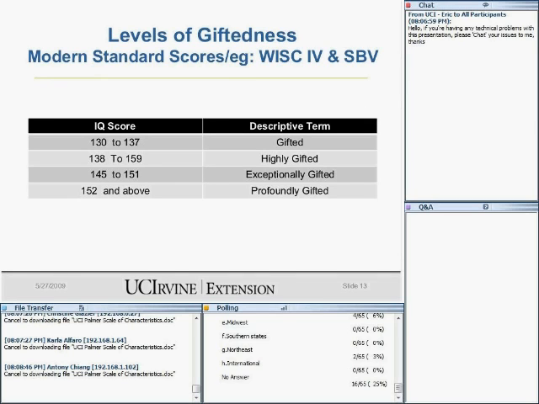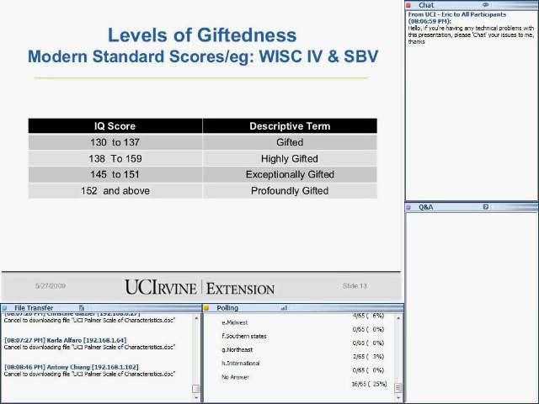So even in the population that I work with, kids that have already been identified by teachers and parents as having special needs and gifted characteristics, very rarely do I find a child that is over 152.